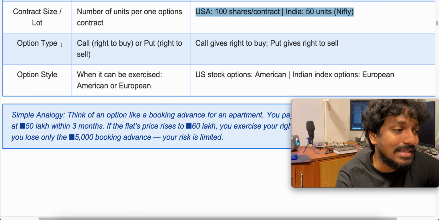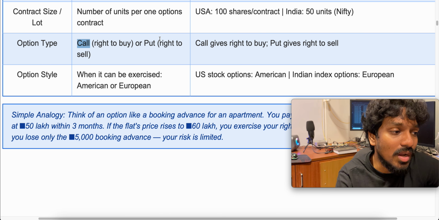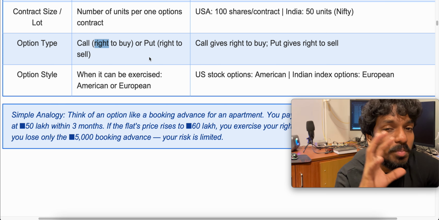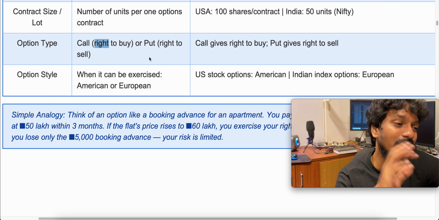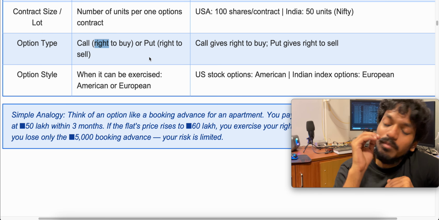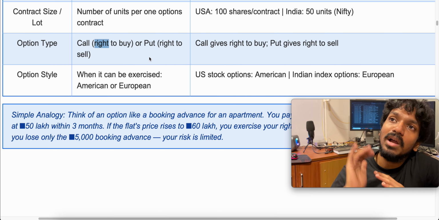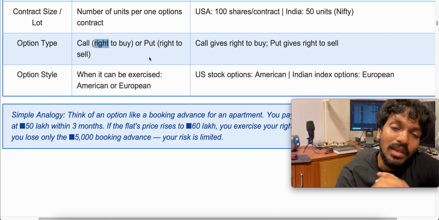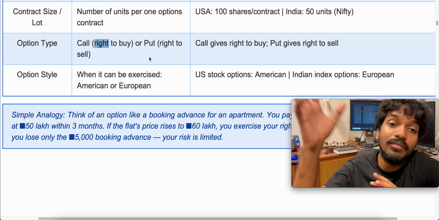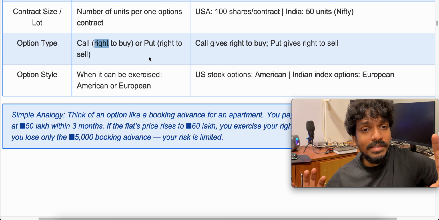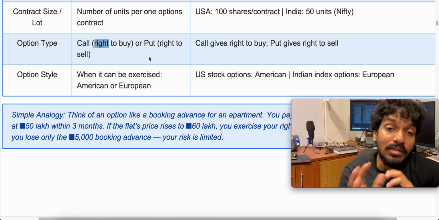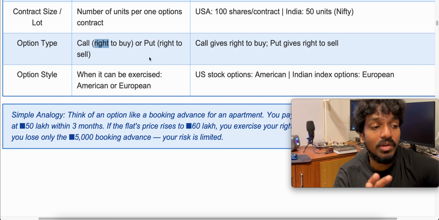And here I gave the option type, which is call or put option. Call is the right to buy; if you assume that the market is going to go up, you will focus on call. If you assume the market is going to fall, you will focus on put option. So call is focusing on uptrend, put is focusing on downtrend. Based on your analysis and the trend, you make that assumption.